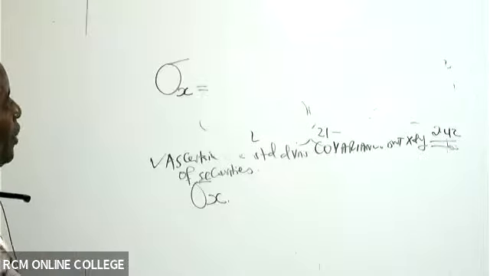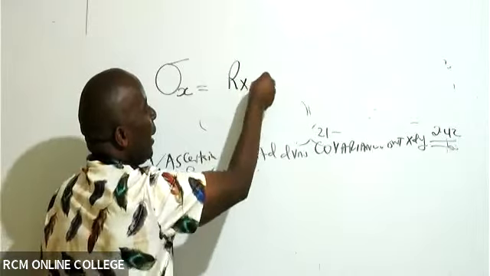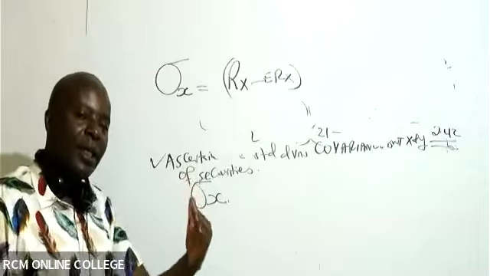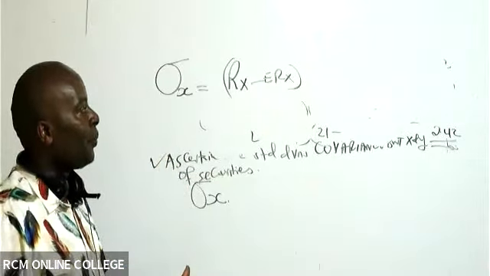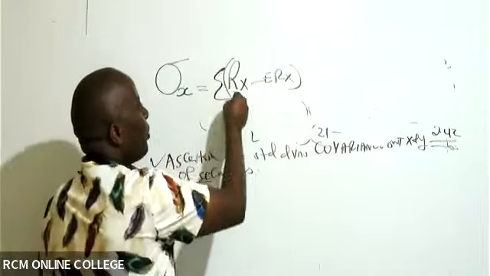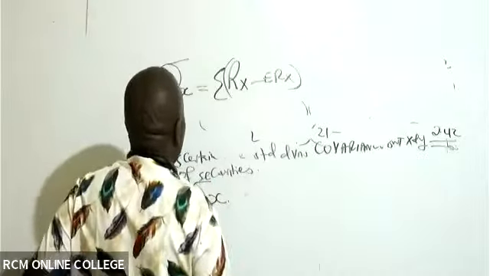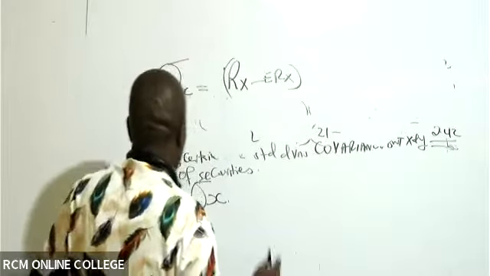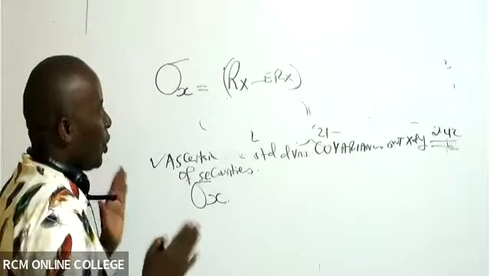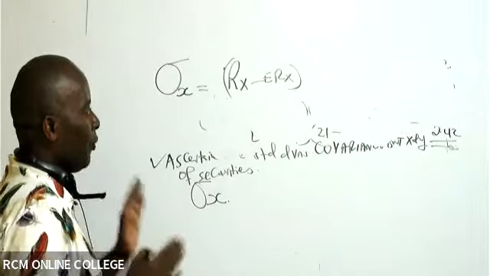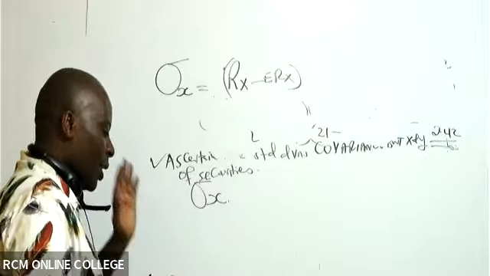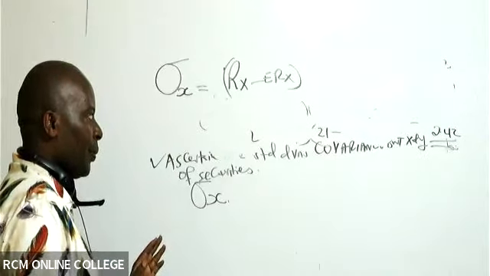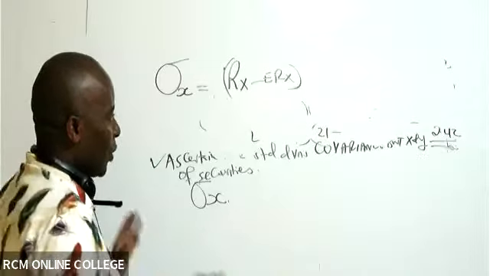How do we get deviation of X? It's very easy. You will come and take Rx minus ERx, because deviation means subtraction: actual returns minus expected returns. Deviation means the difference between two returns, actual returns given in the past paper minus expected returns. These returns must always be squared.